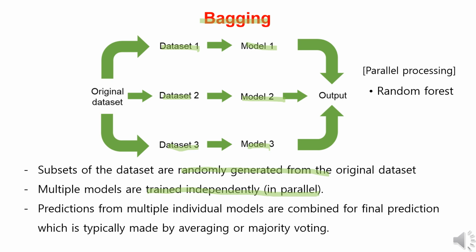Predictions from multiple individual models are combined for final prediction, which is typically made by averaging or majority voting. The key of bagging methods is that predictions are made in parallel processing, and the random forest model is a prime example of bagging.